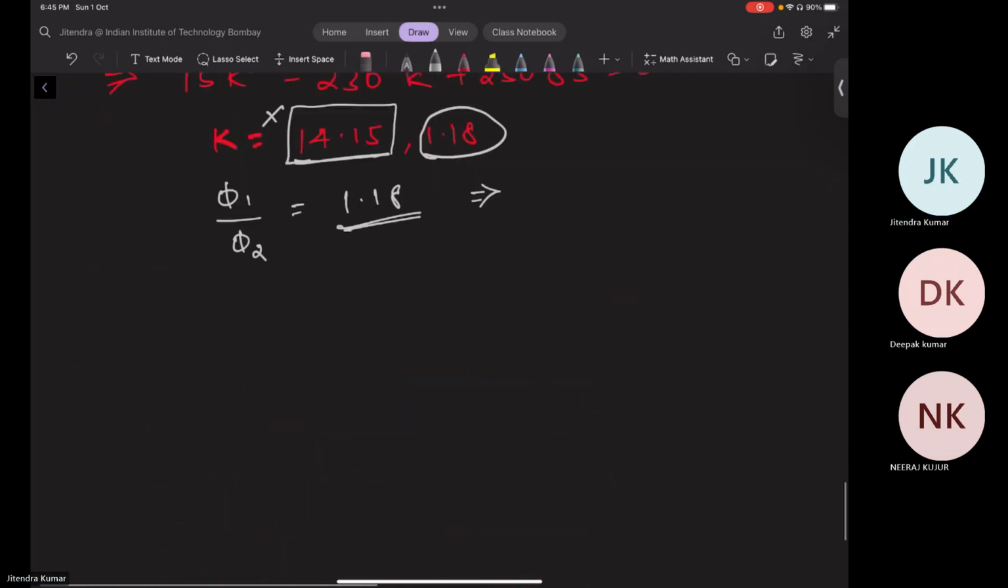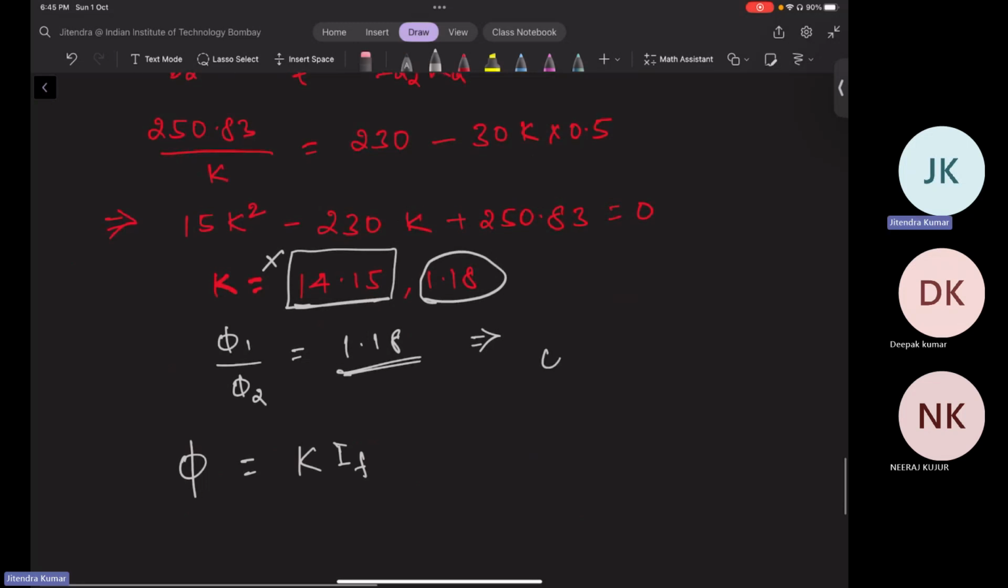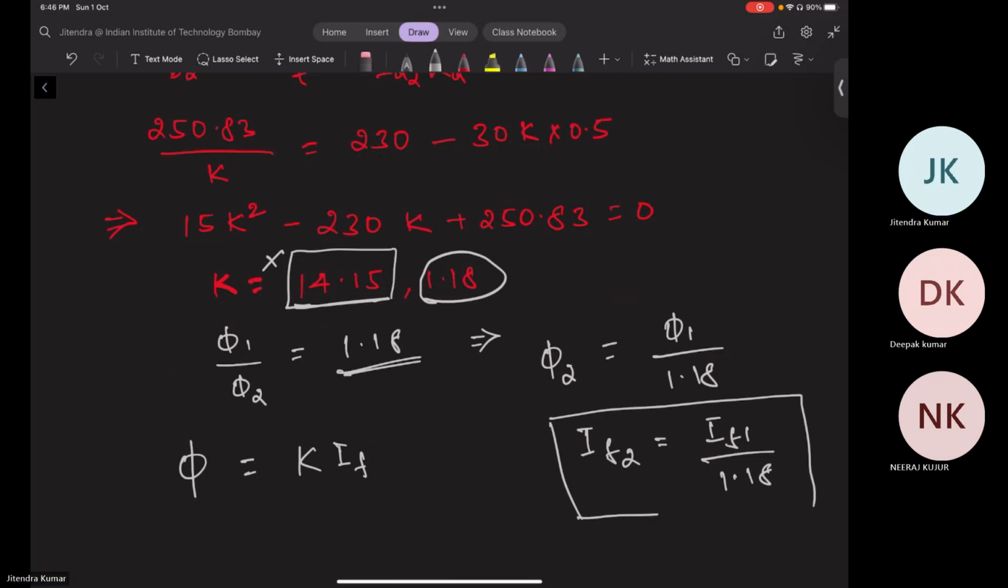So now, as we have earlier mentioned that phi is equal to k into if, right? So phi 1 by phi 2 is 1.18. It means phi 2, the new flux we have, is phi 1 by 1.18. So the new field current should also be equal to if by 1.18. Is there any problem? I am simply writing directly.